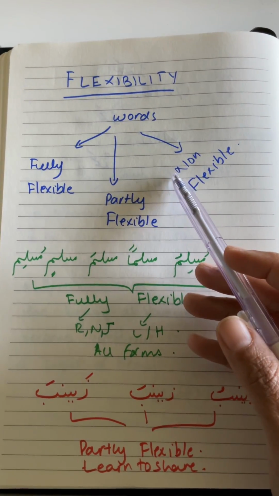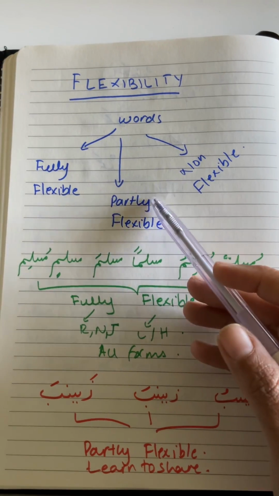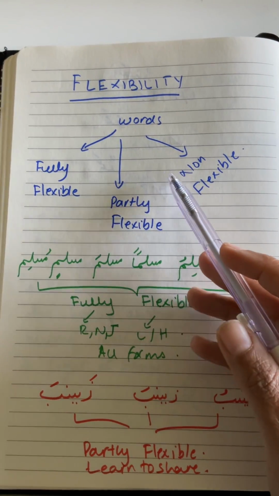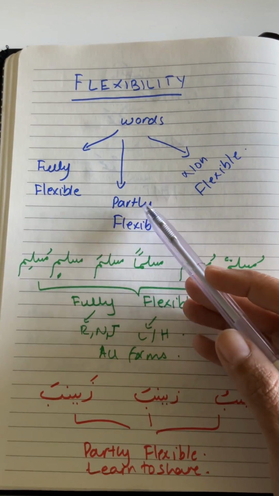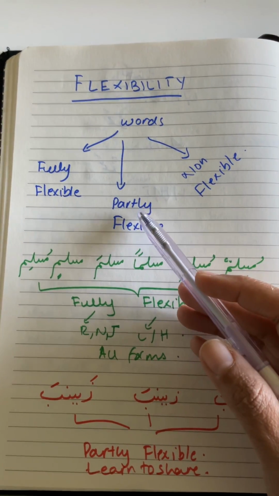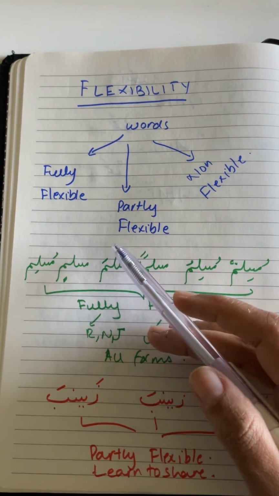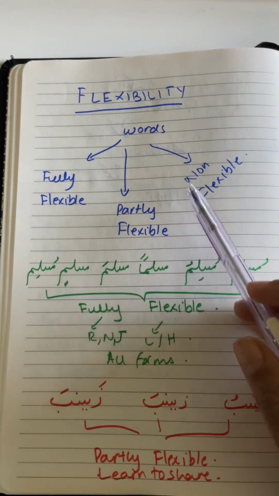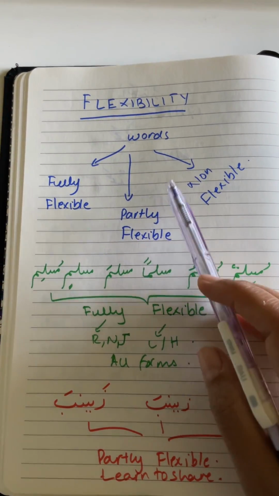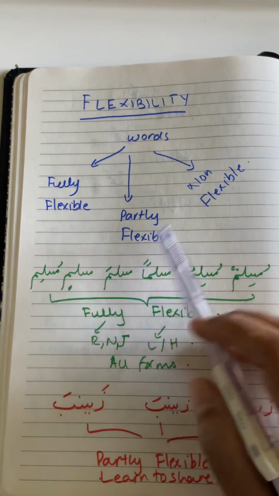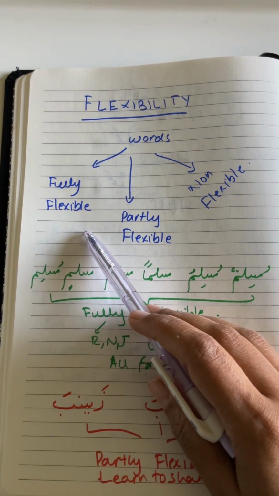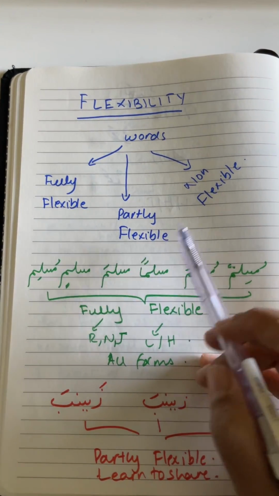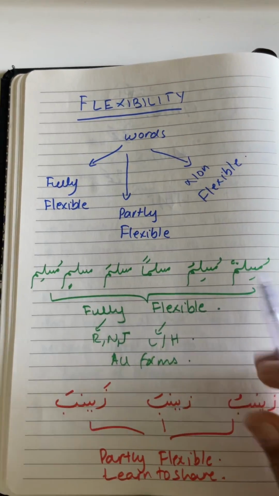In the first lecture we said the types of status: rafa, nasab, jar. Then we said that there are ending sounds and ending combinations with which we tell the status. And in the last lecture we did light versus heavy status, and now we are going to do flexibility. These isms, the words, can be in three forms: either fully flexible, partly flexible, or non-flexible, and we'll find out what this means.